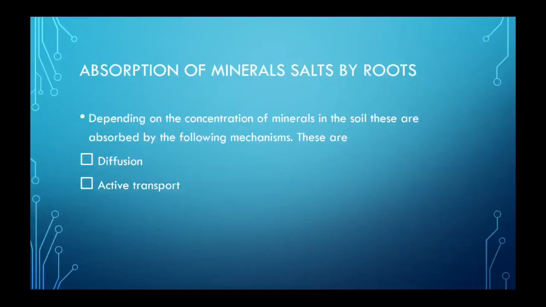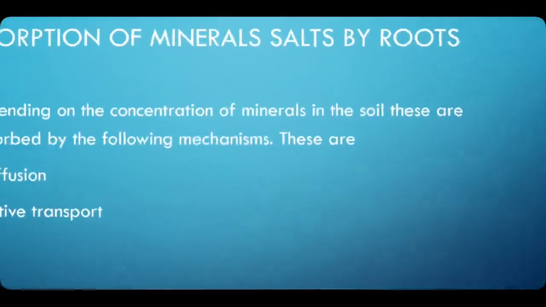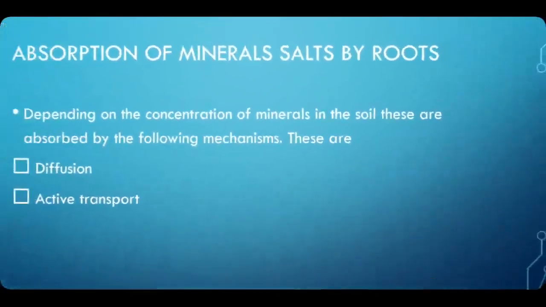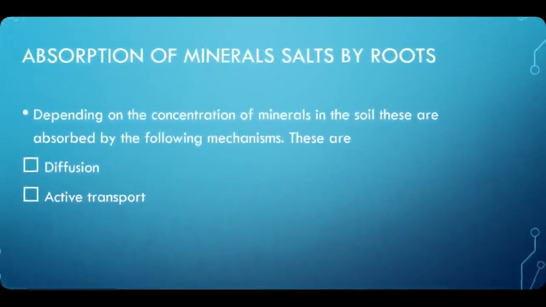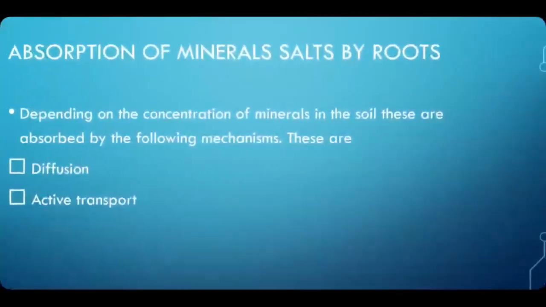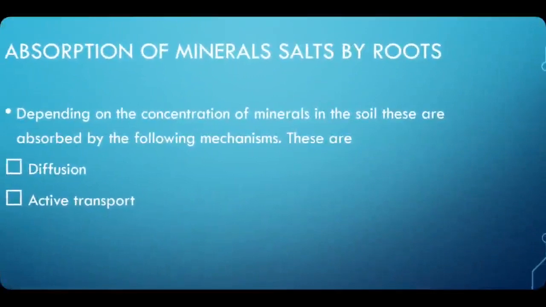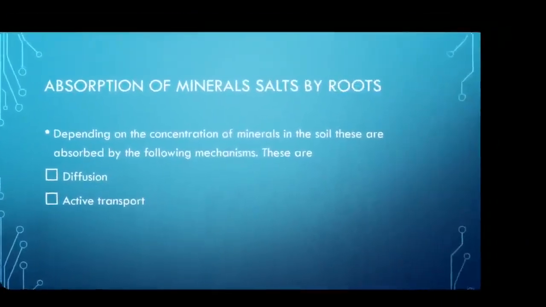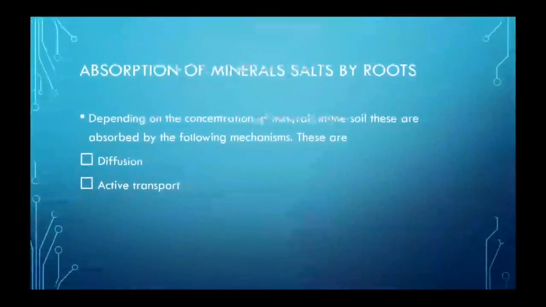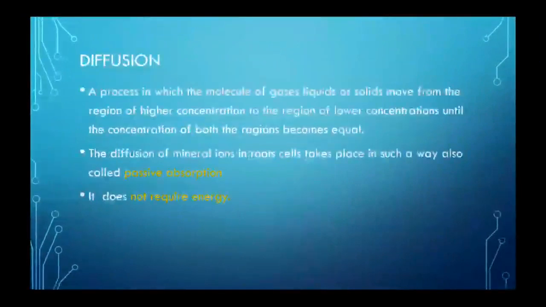Now the next topic, absorption of mineral salts by roots. So depending on the concentration of minerals in the soil, these are absorbed by the following mechanisms. The first one is diffusion, and the second one is active transport. Depending on the concentration, what does it mean? It means higher and lower can both be. So let us find out about diffusion.